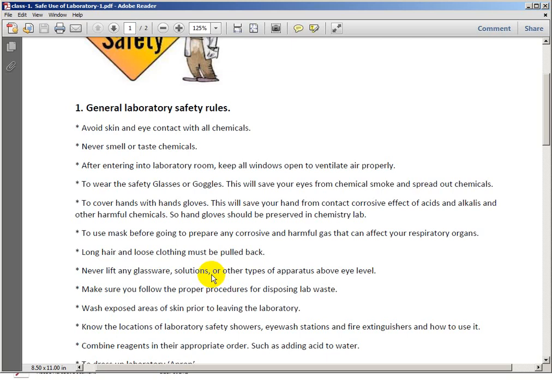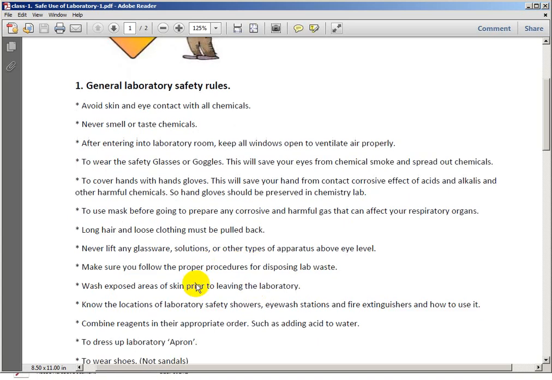If you use a lot of water, the chemicals become dilute. It will not be harmful for aquatic life. Make sure to follow the proper procedure for disposing of lab waste. Wash exposed areas of skin prior to leaving the laboratory.